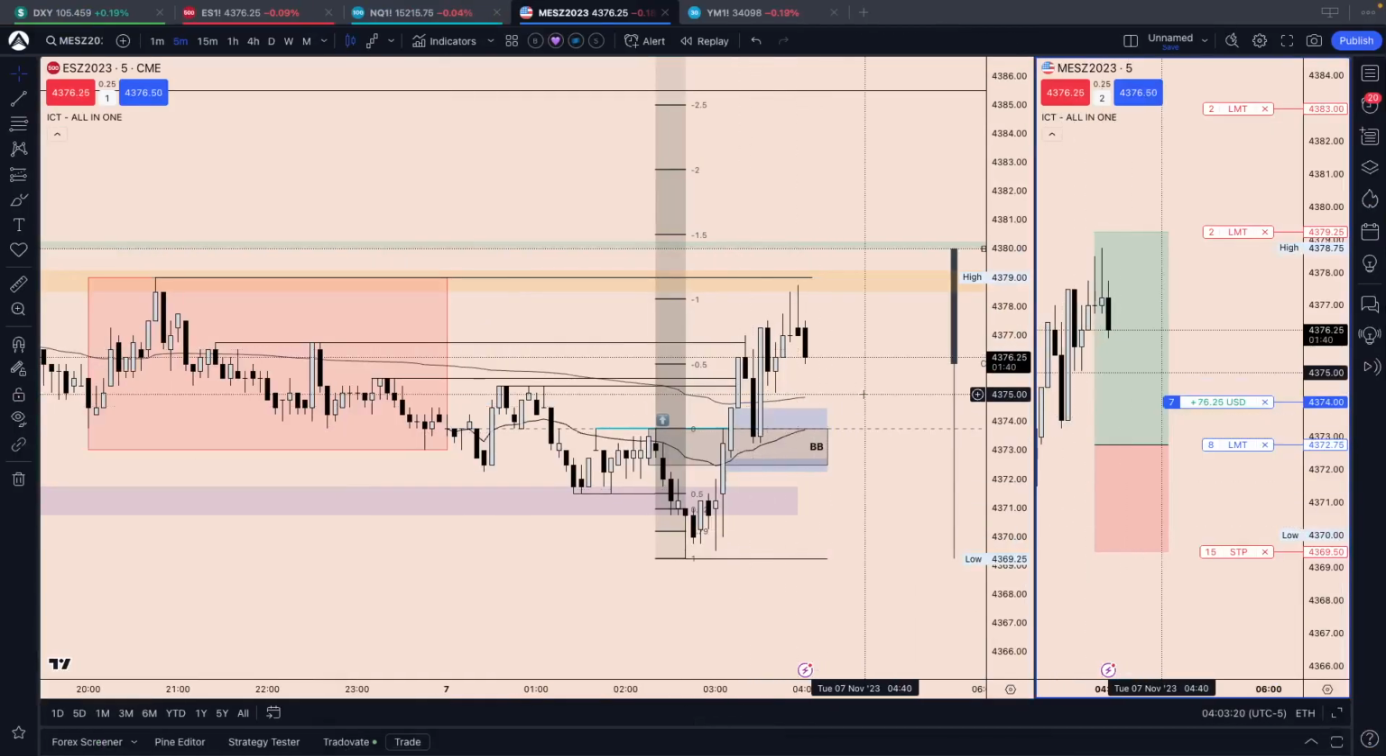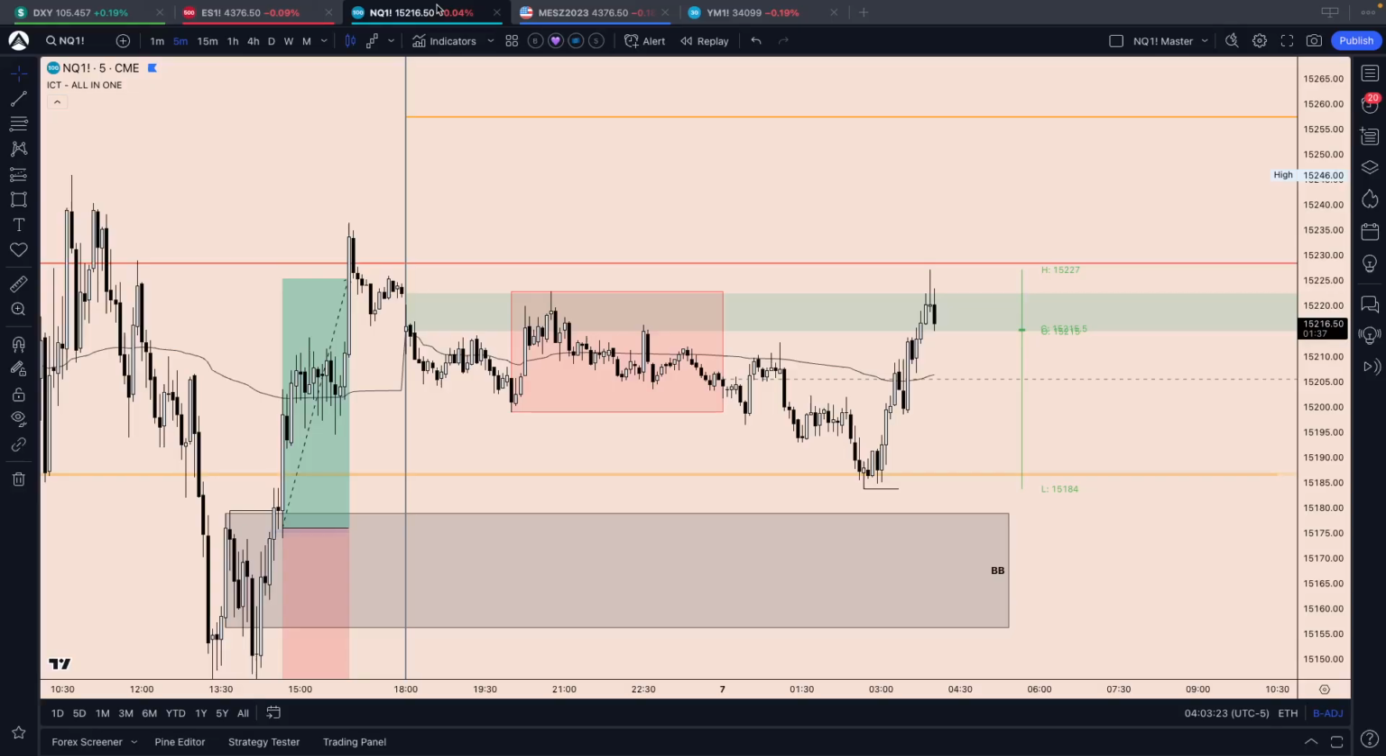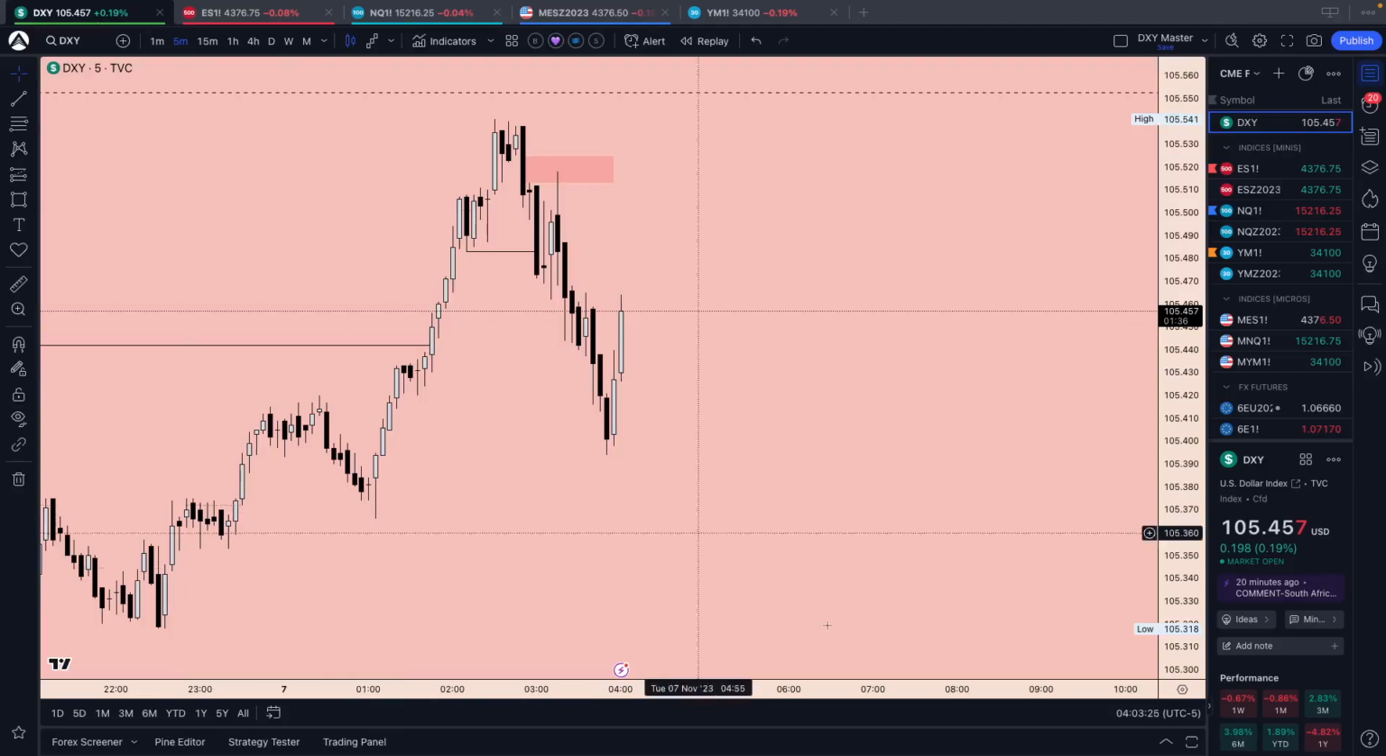TradingView, we're pulling back. NQ is pulling back as well. DXY is pulling back.